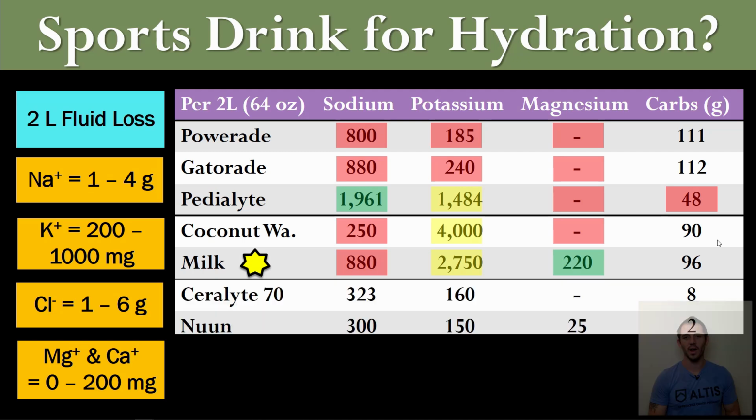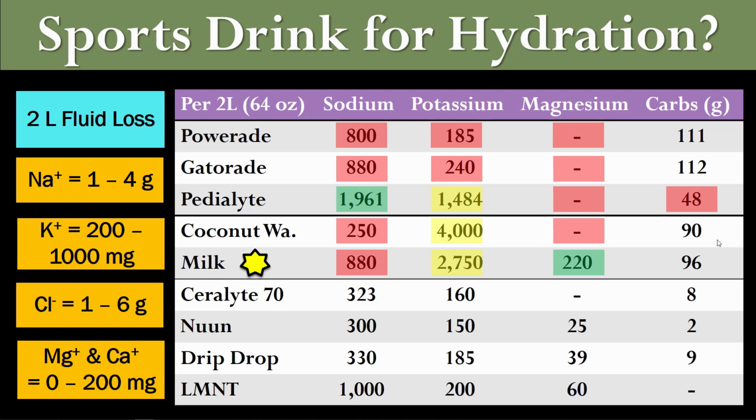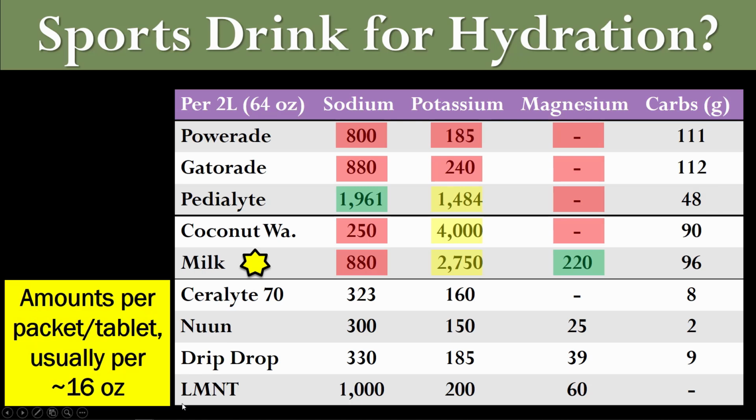And so my preferred option is actually to use hydration packets. Now, these aren't relative to 2 liters, so these are single packets. And you're typically told to dilute them in 16 ounces of water. So if you actually scaled that and multiplied that by 4, the amount of, say, sodium you would get in the Electrolytes 70 would be more like 1,400 milligrams, which is a lot closer to that 2,000 milligrams number and a lot higher than this. So these are actually pretty good.